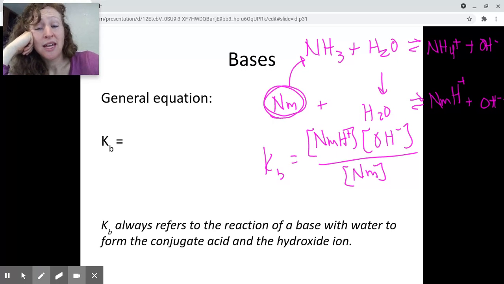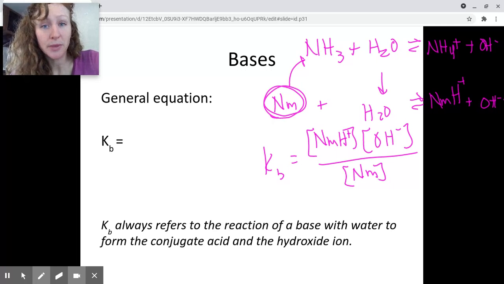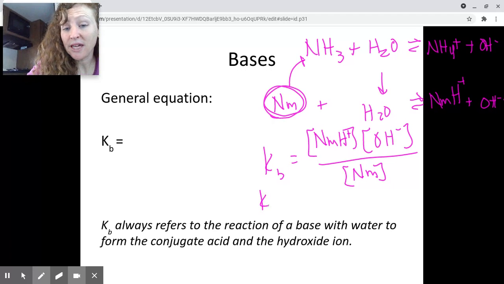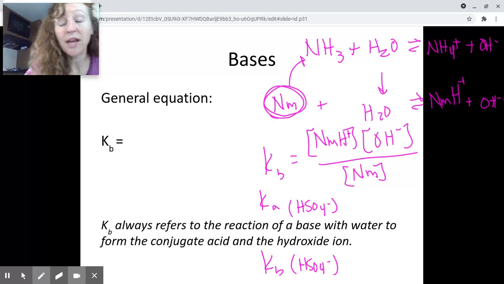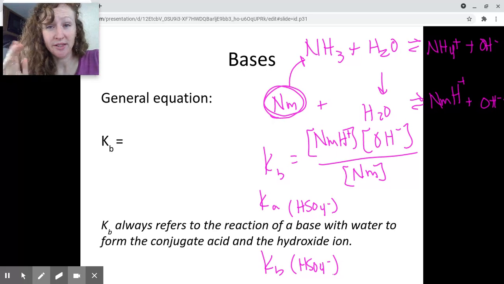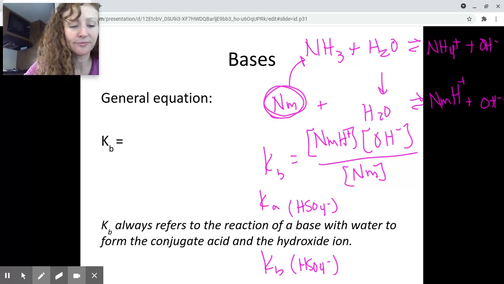So again, if they give you a KB, you're going to have to write the reaction for the molecule as if it's acting like a base and resulting in hydroxide. And so that's true if they give you a Ka of HSO4 minus and a Kb for HSO4 minus, you would have to write that reaction two different ways. Write the reaction as if it's acting like an acid, write the reaction as if it's acting like a base. This would be good practice. Pause it here and see if you can write the two reactions.